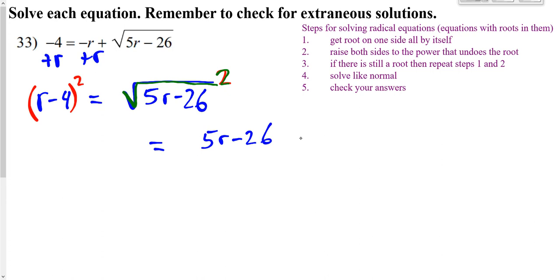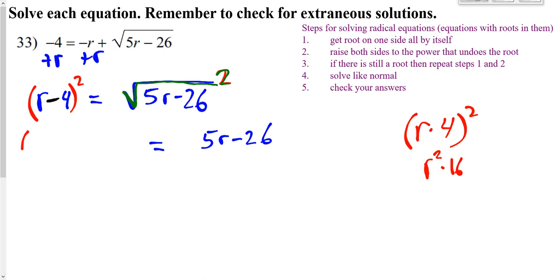Now, on the left side, if I had this with multiplication, I can apply that exponent to each one. And I get an r squared times a 4 squared, which is 16. But that's not what we have. On the left side, we have a subtraction sign.